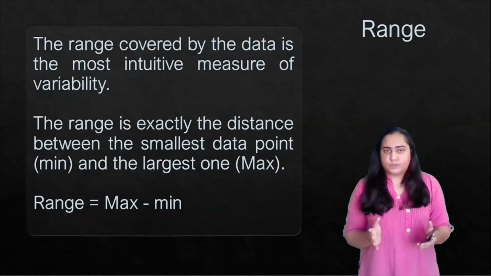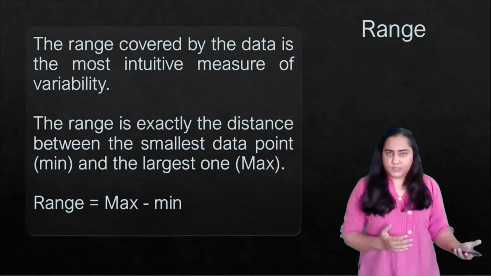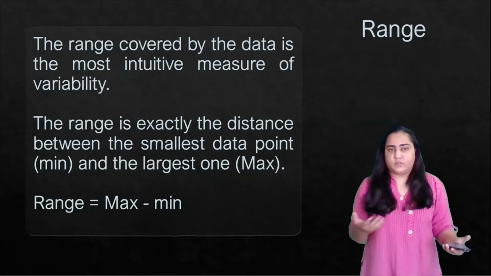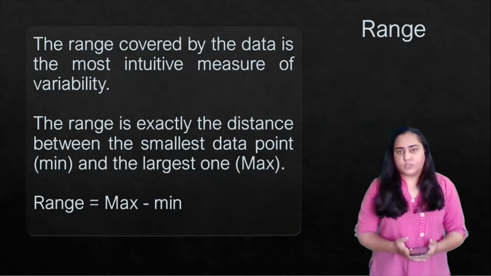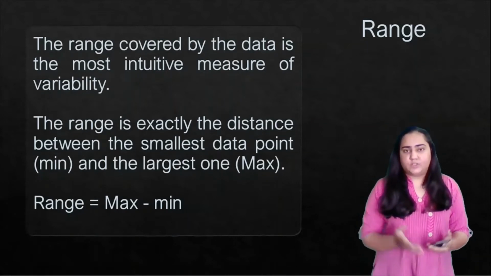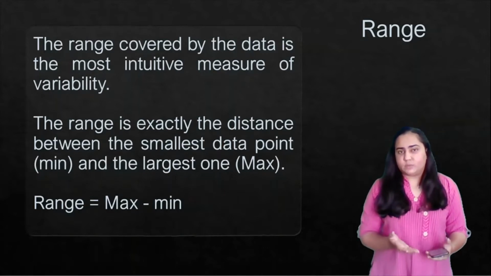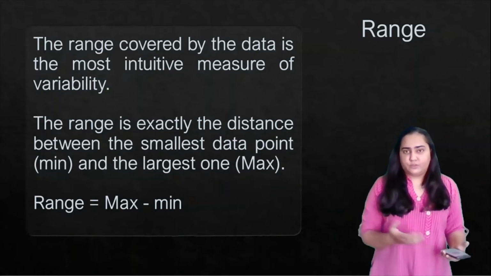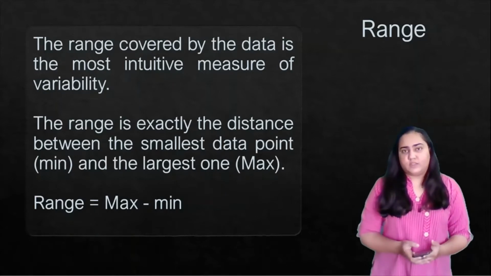It is very simple to find out because all you need to do is find the smallest data point in your data set, which is the minimum, and find the largest data point in your data set, which is the maximum. And once you have found that, you just need to calculate your range by writing range is equal to maximum minus minimum. So just subtracting the minimum value from the maximum value would give you the range.